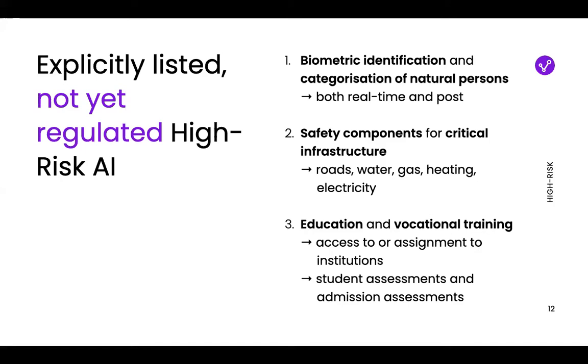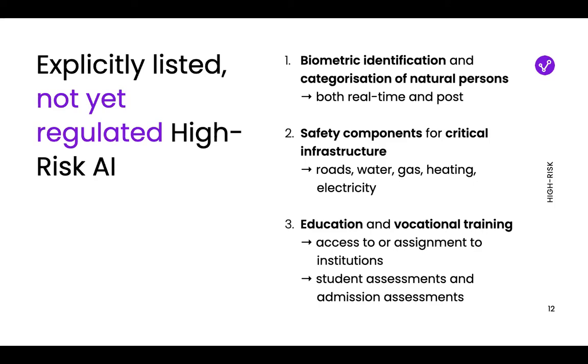The third application domain concerns education and vocational training. In this application domain, the definition comprises artificial intelligence systems that help making predictions or making proposals for the access to or the assignment to particular educational and vocational training institutions.